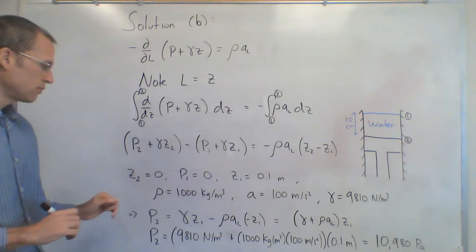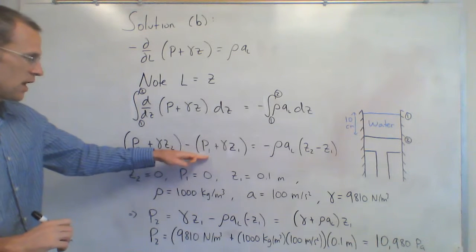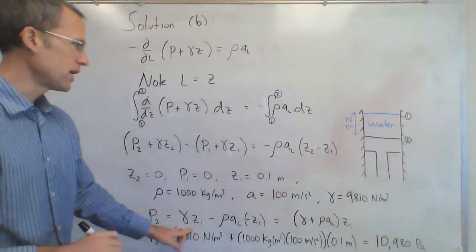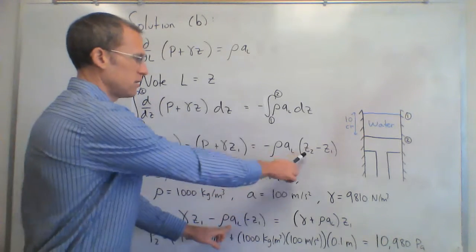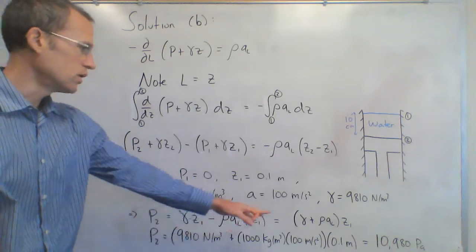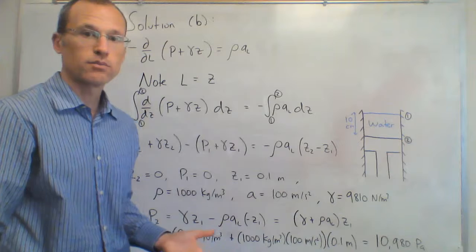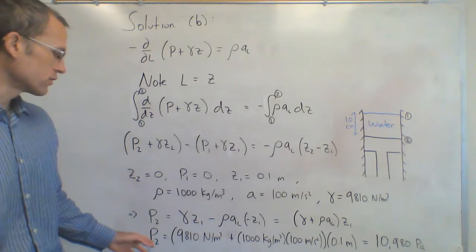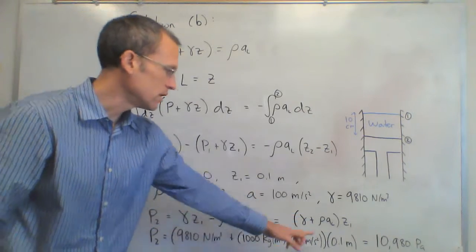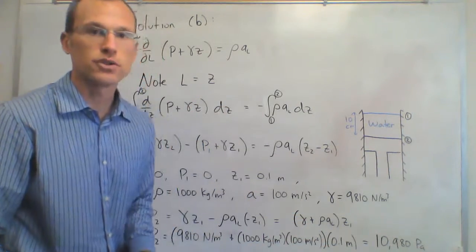Plugging all this into this equation up here. So Z2 goes away, P1 goes away. I can move this gamma Z1 to the other side, now positive. And then I have minus rho AL, Z2's gone, the minus Z1, so that ends up being positive. So I can pull out the Z1 and have gamma plus rho AL times Z1 as my pressure, P2. Then just plug in the numbers. So gamma, 9,810, density of 1,000, acceleration 100, Z1 0.1 meters, gives me 10,980 pascals in that case.